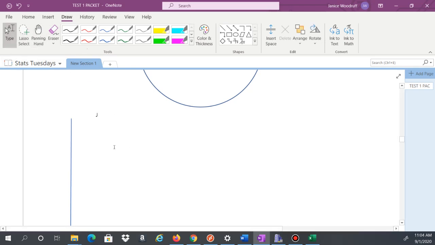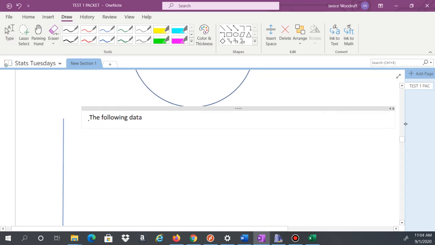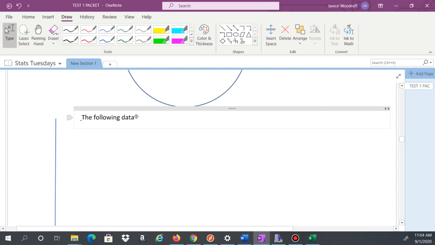Type. There we go. All right, so you don't have to type out this whole problem, but it's the following data, just the numbers. Oh, I should make that bigger. Hold on. There we go.